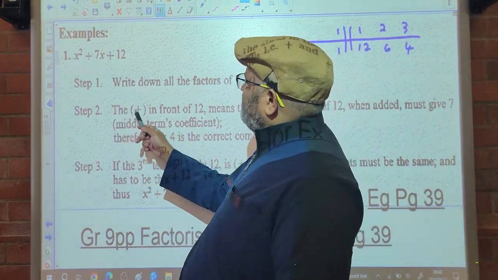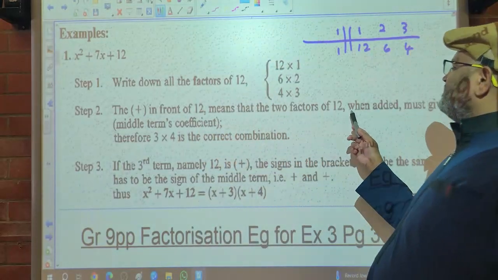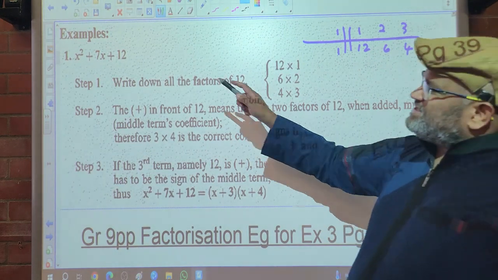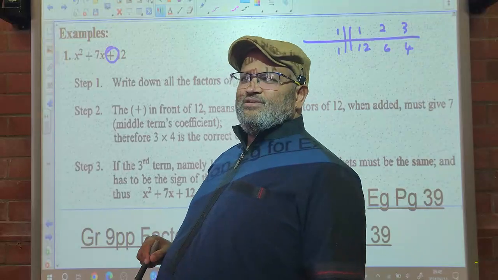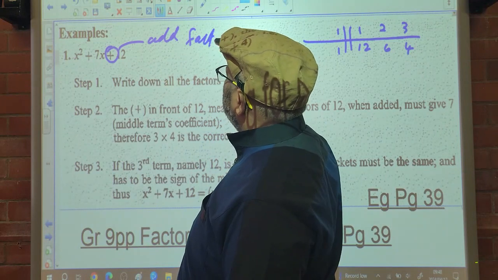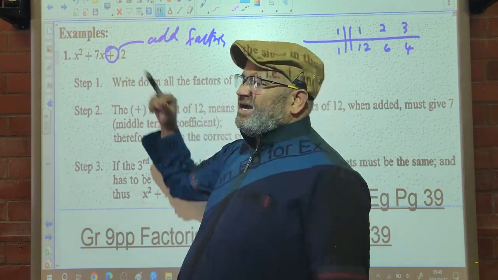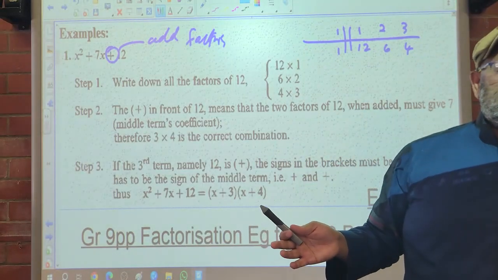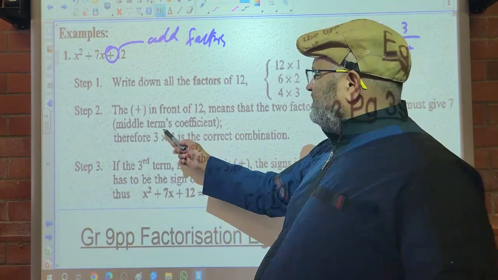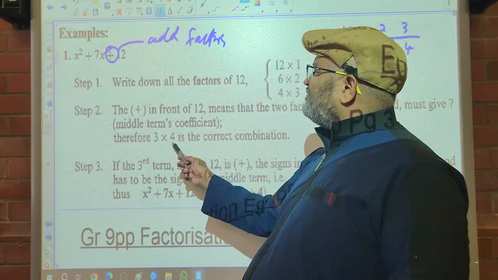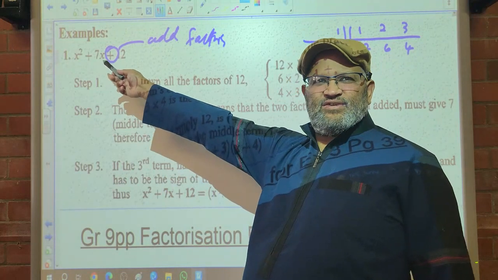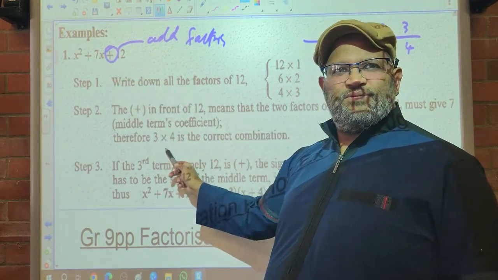Then step 2, the positive in front of the 12 means that the 2 factors of 12, when added, must give you 7. Now you see that is plus. So I must add the factors. So if that had to be minus, what are we going to do? Subtract the factors. Can you see that, people? Then add was the gradient, the middle term's coefficient. Therefore 3 times 4, what is 3 times 4? 12. And 3 plus 4 is 7. That's how they chose 3 and 4 to be your factors. Can you see that, people?